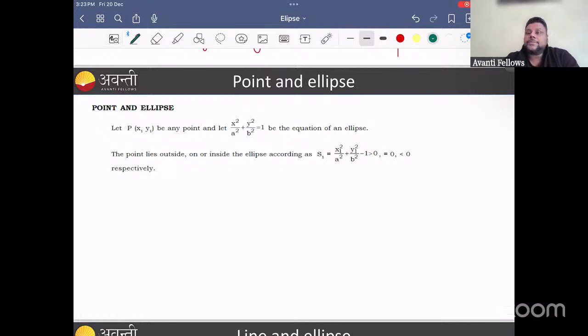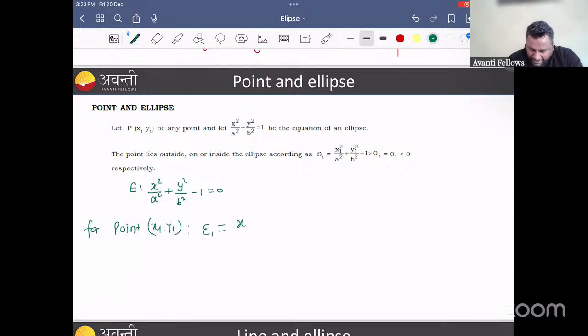Now, point on the ellipse. For an ellipse x square by a square plus y square upon b square equals 1, a point (x1, y1) can be outside the ellipse, it can be on the ellipse, or it can be inside the ellipse. So if the equation of ellipse E is x square by a square plus y square by b square minus 1 equals 0, then for point (x1, y1) there is a quantity defined, E1, equal to x1 square by a square plus y1 square upon b square minus 1.